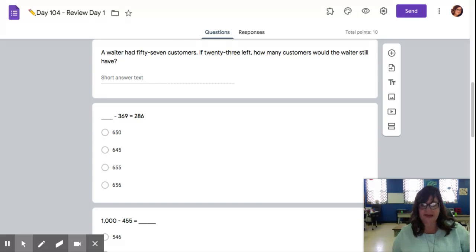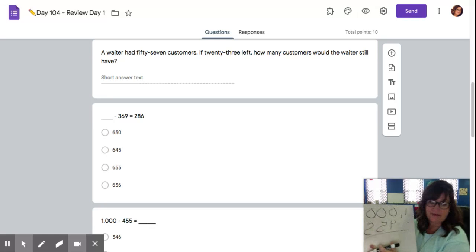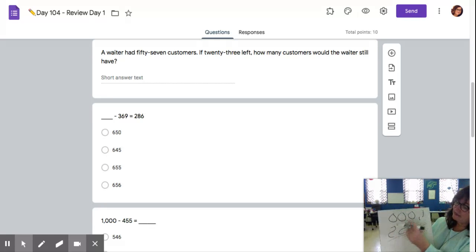Be careful with that next one as you have a bunch of zeros. You have 1,000 minus 455. Remember, you can't take 5 from 0, and you can't borrow or regroup from this 0 to this 0, so you mark out this one, leave it a 0, that makes that a 10, mark it out, leave it a 9, make this a 10, mark it out, leave it a 9, and make that a 10. And you may have to go back and rewatch that. 10 minus 5 is 5, 9 minus 5 is 4, 9 minus 4 is 5, 0 minus nothing is 0.